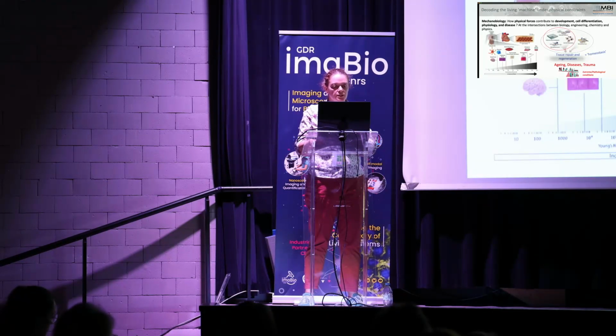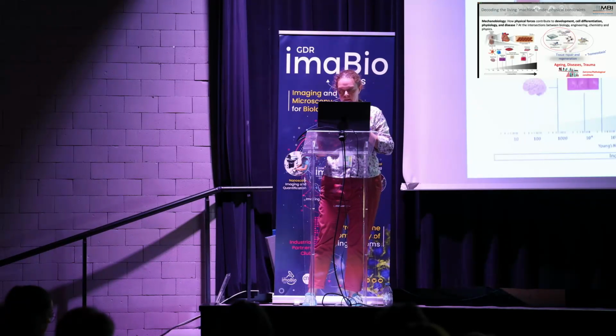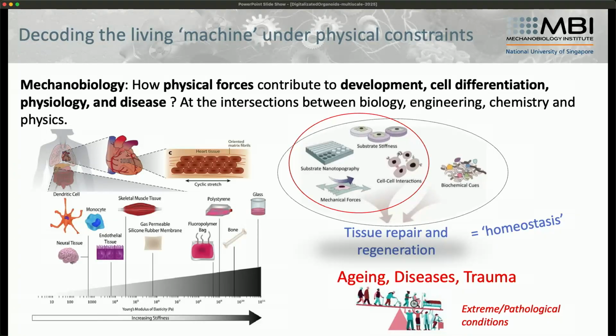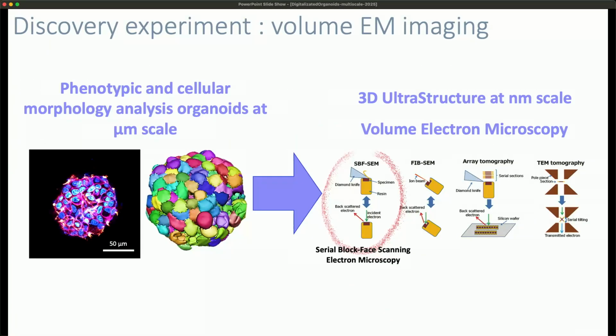So here we are very interested in that, because we are the MechanoBiology Institute. We try to understand the effects of physical force on physiology and disease. And this is something that clearly aligns with aging and disease, because in a sense, when you are not in good health and when you start to age, like myself, it's more or less an extreme condition, and it's a pathological condition. Okay, so let's move on.